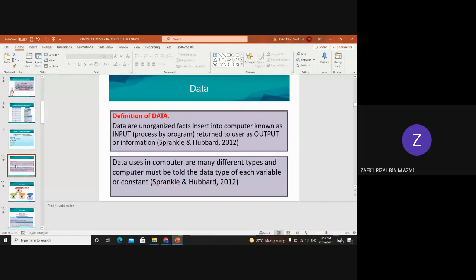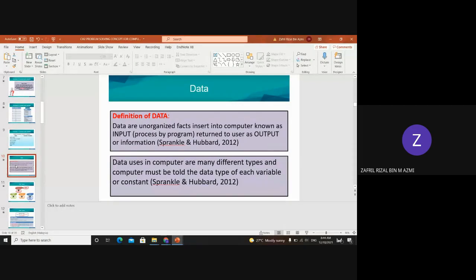But to use this data, your program should be able to differentiate the types of the data, whether it is numeric or a string. Numeric can be divided again into integer, or decimal point number, real number. So how can the program differentiate the types of data?